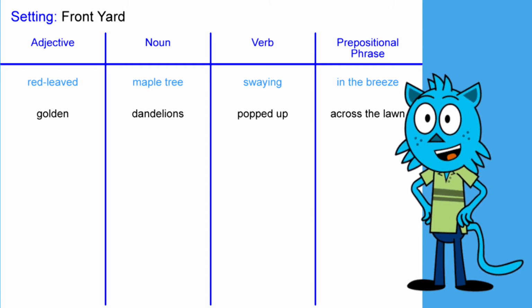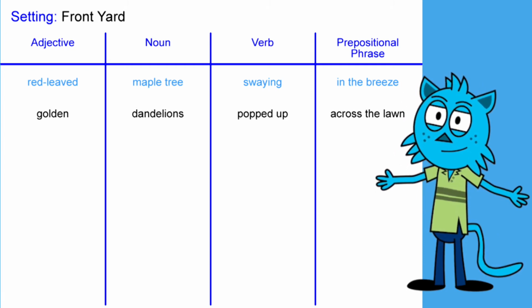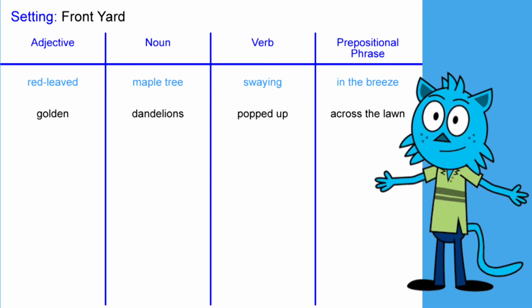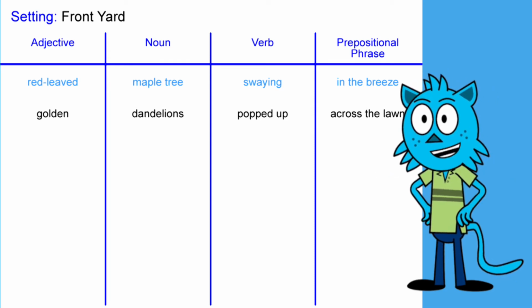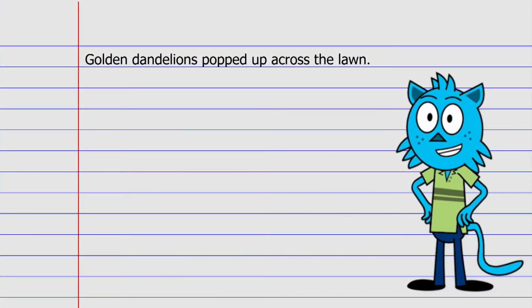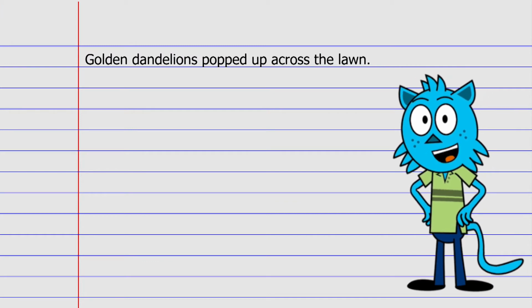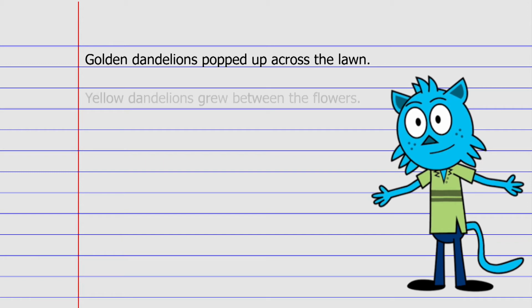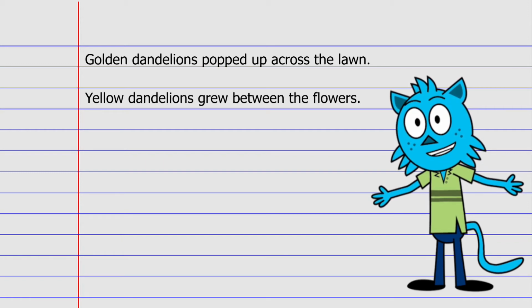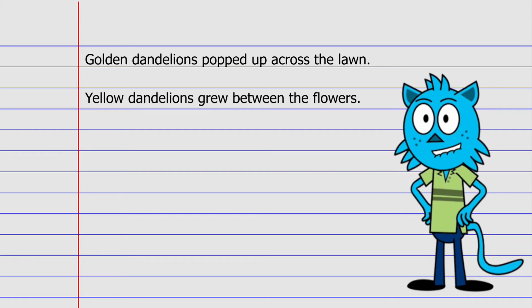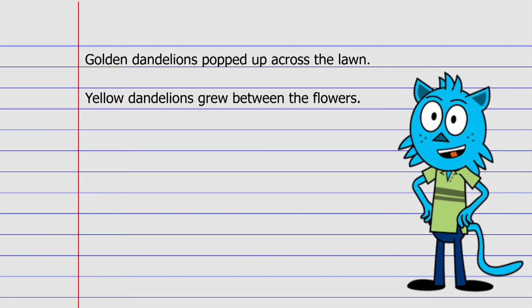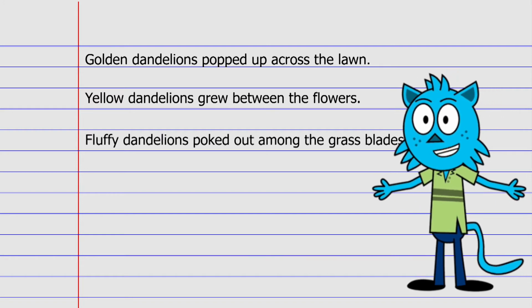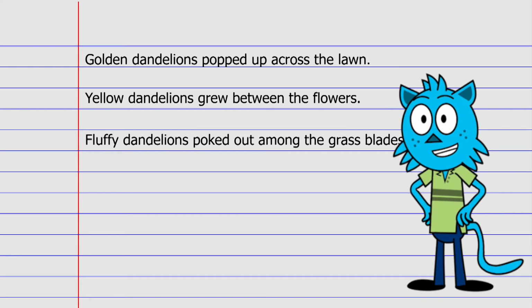Now let's put it all together. What did you come up with? Did you come up with something like golden dandelions popped up across the lawn, or yellow dandelions grew between the flowers, or fluffy dandelions poked out among the grass blades?